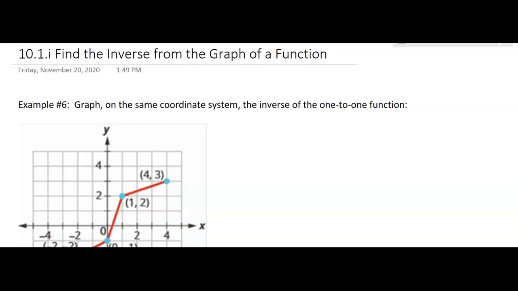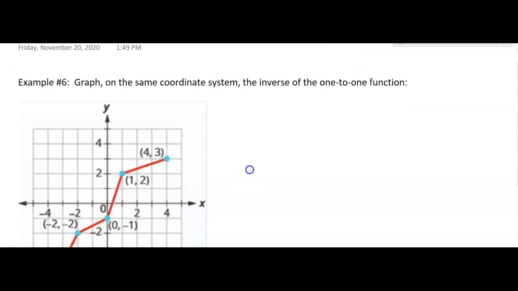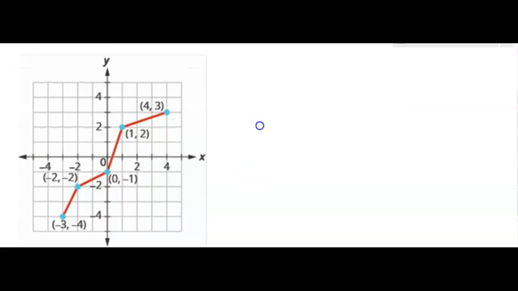So now we want to find the inverse of a function from the graph. Example 6: graph on the same coordinate system the inverse of the one-to-one function. So they already tell us it's one-to-one. You could check that by looking at it and saying it passes the vertical line test, it passes the horizontal line test. And then we're going to graph right on that same grid the inverse.